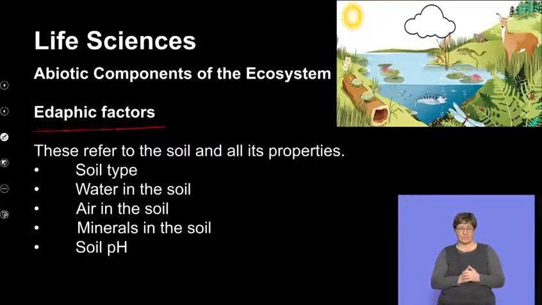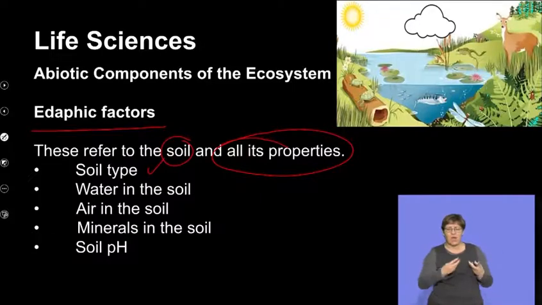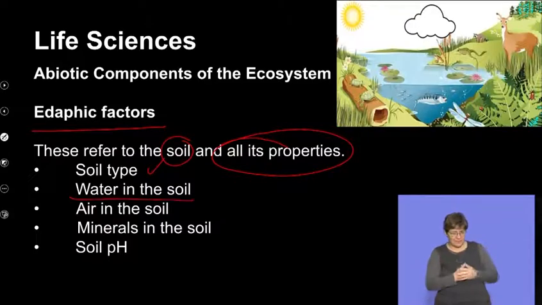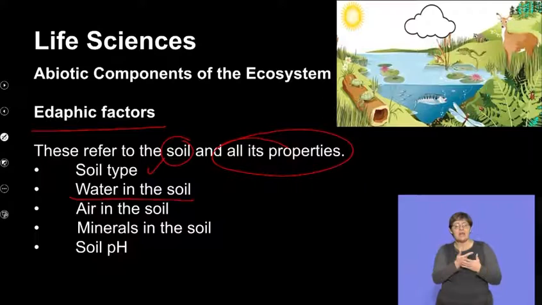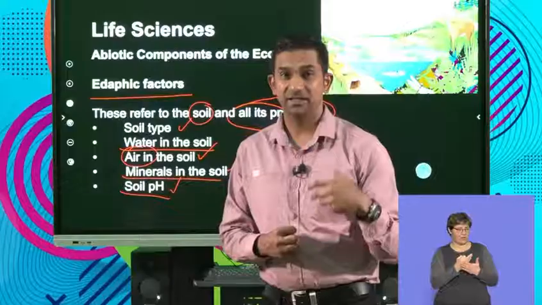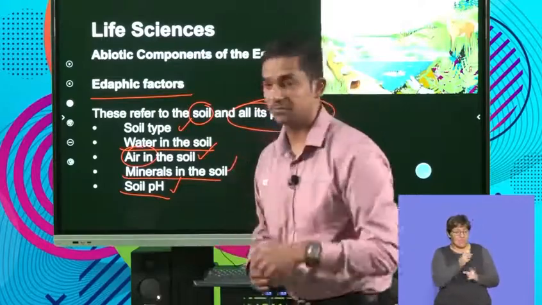When we talk of the edaphic factors, we refer to those factors that are in the soil and all its properties. So the type of soil, we will discuss that, as in different types of soils support life forms. The water content in the soil, its ability to hold water, along with the air available in the soil for the growth of plants as well as the sustaining of other life forms, the minerals in the soil as well as the pH of the soil. So these are the edaphic factors, or factors that are as a result of the type of soil and the amount of nutrients and pH of the soil. These in turn also influence the living forms.